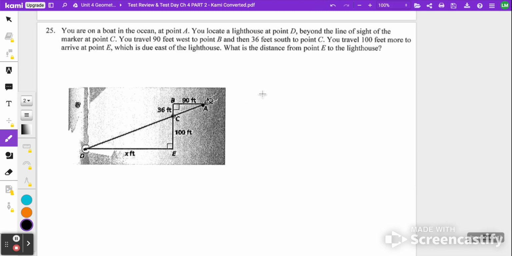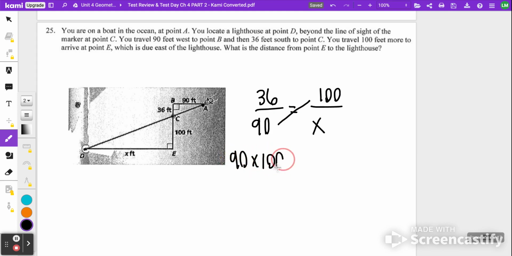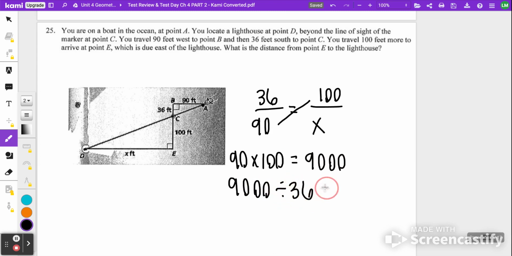So what we're going to do is probably set up a proportion here. I'm going to start with 36 over 90. This is just one way to set it up. Notice that 36 corresponds with 100, so I'm going to do 100 over x, okay? Doesn't matter which way you set it up, as long as you're going to do 90 times 100 first. 90 times 100 is easy. It's 90 with 2 extra zeros. That's 9,000. Then you're going to take 9,000, divide that by 36, and we get 250. So my answer is 250 feet.